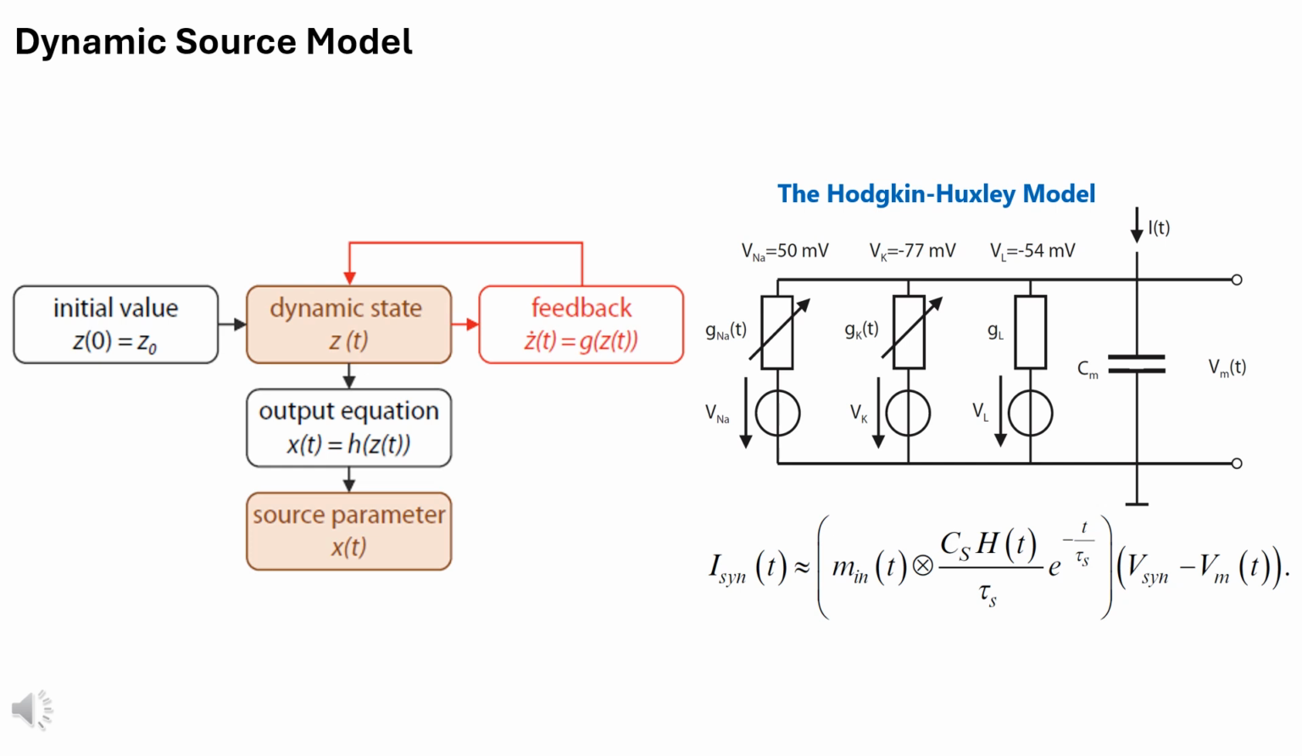In this model, shown in the left figure, the state variable evolves according to a differential equation and an initial condition. An output equation converts the internal state, such as the mean membrane potential, into a source model parameter like dipole strength. The Hodgkin-Huxley model, one of the most popular dynamic source models, is depicted on the right. It includes voltage-gated channels for potassium and sodium, described by nonlinear differential equations, with other currents summarized by the constant leakage conductance GL. This concludes our introduction to source modeling, with more details to follow in future videos.